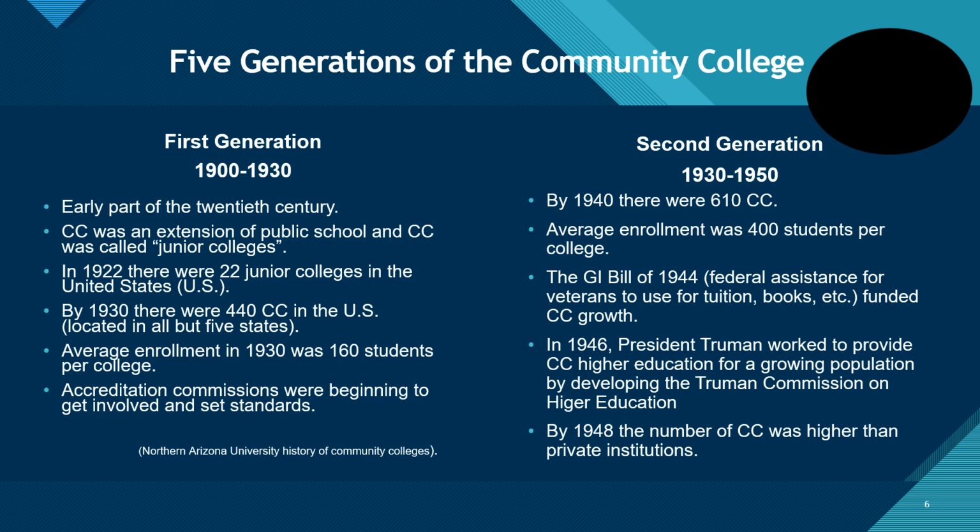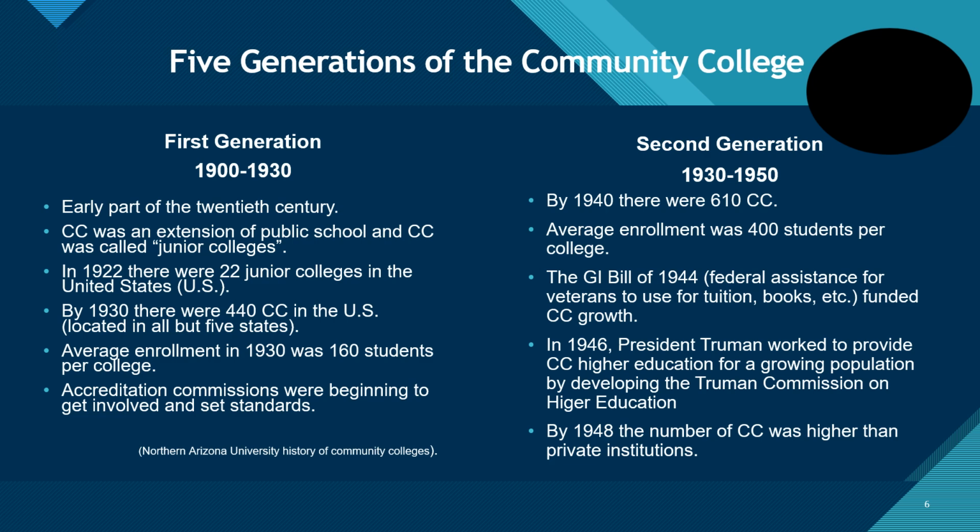The first generation was 1900 to 1930. This was when community colleges were seen as, or called, junior colleges, and they were extensions of public school. At that point, there were only 22 junior colleges in the U.S. By 1930, there were 440 community colleges, and accreditation commissions were beginning to get involved.